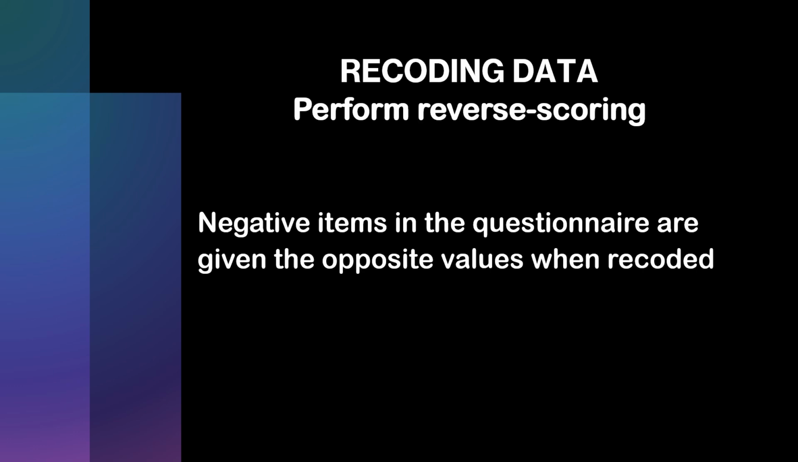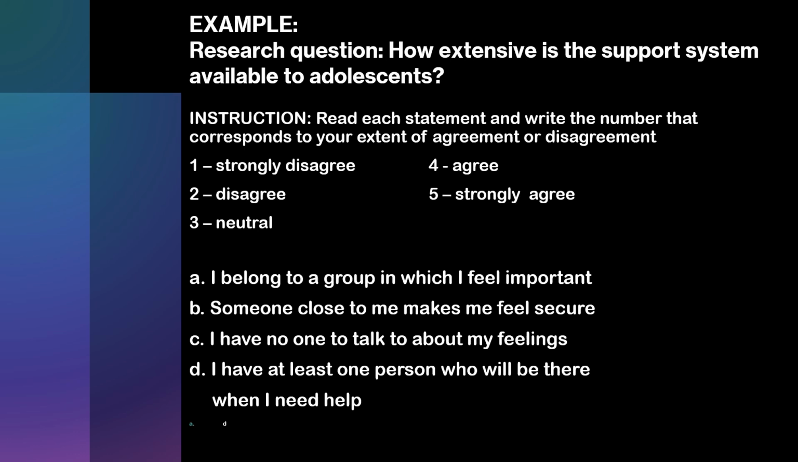Another form of data recoding is to perform reverse scoring. Here, negative items in the questionnaire are given the opposite values when recoded. For example, the research question is how extensive is the support system available to adolescents? We floated the questionnaire. The instruction is read each statement and write a number that corresponds to your extent of agreement or disagreement. 1 is strongly disagree, 2 is disagree, 3 neutral, 4 agree, and 5 strongly agree.